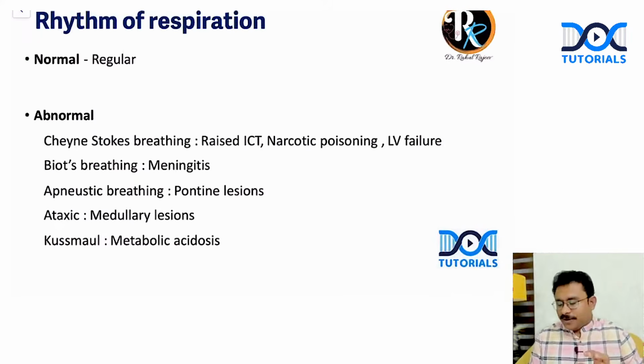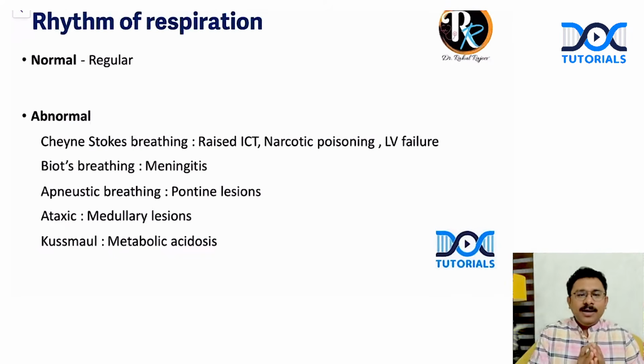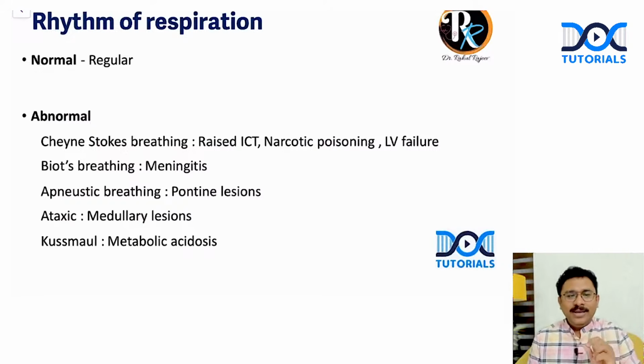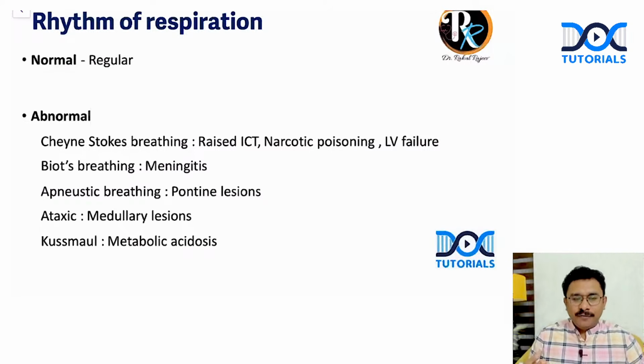Then about the rhythm of respiration. The normal rhythm is a regular rhythm. And what are the abnormalities in the rhythm of respiration? You can have the waxing and waning type of respiration, which is the Cheyne-Stokes breathing, which may be associated with raised intracranial tension, narcotic poisoning, and left ventricular failure.